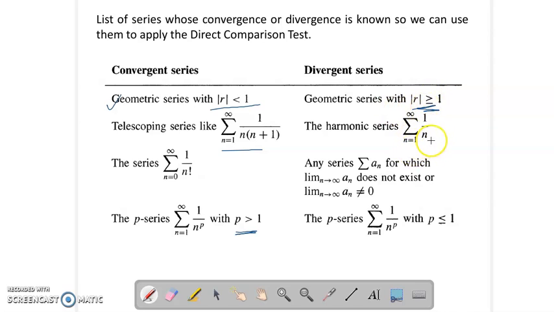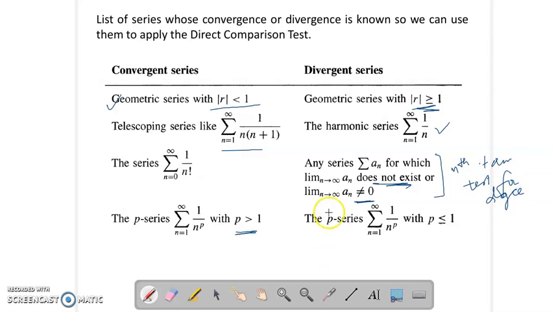The harmonic series, summation n going from 1 to infinity 1 by n, is divergent; this we also proved. Any series summation an for which limit n tending to infinity an either does not exist or is different from 0, this is the nth term test for divergence.